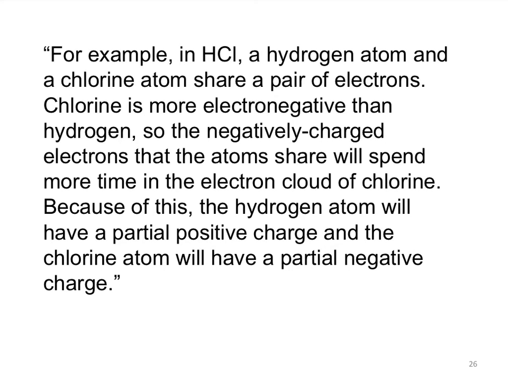For example, hydrogen chloride, hydrochloric acid, HCl. We worked with this, didn't we? So hydrochloric acid is a hydrogen atom and a chlorine atom. They share a pair of electrons. Chlorine is more electronegative than hydrogen, so the chlorine is negatively charged and the hydrogen is positively charged. The electrons will spend more time around the negatively charged atom than they will around the hydrogen.